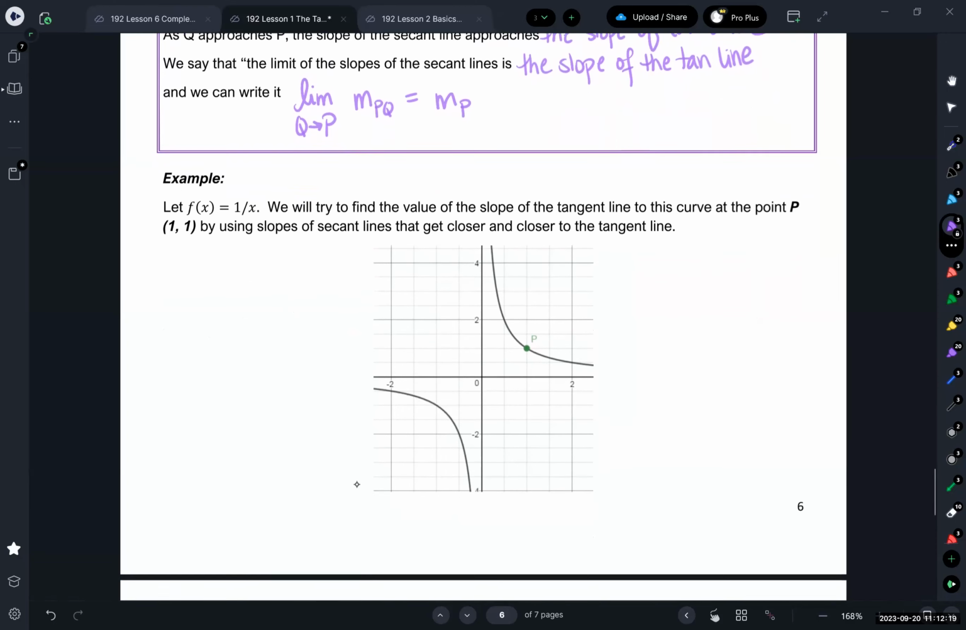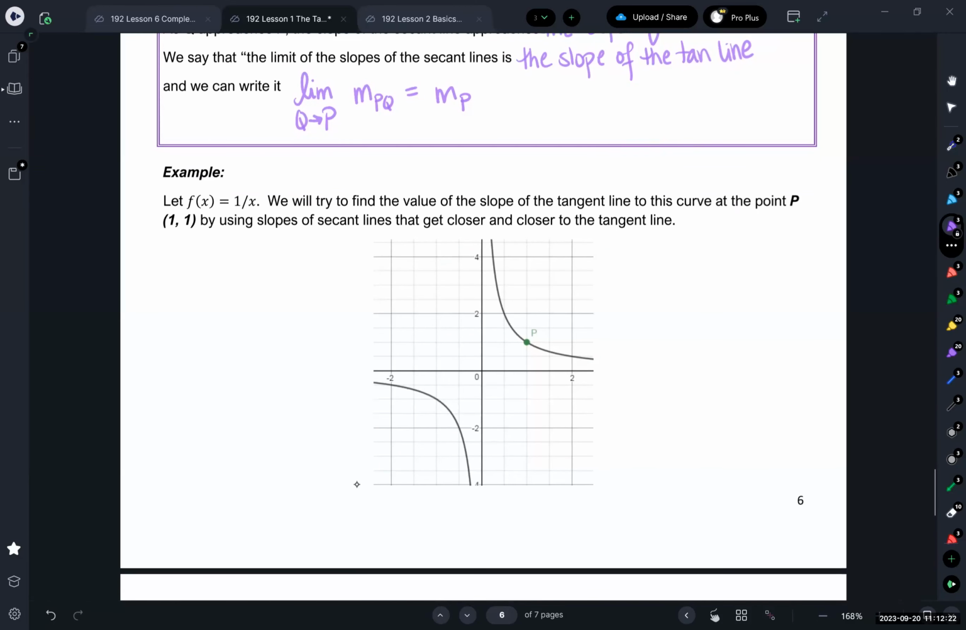So in the meantime, we'll do one quick example. We're going to start with this function f of x equals 1 over x here. It's graphed here in the first and third quadrants. And we're going to work on trying to find the slope of the tangent line to this point P. And the coordinates of P are 1, 1. So this point has these coordinates, which is in fact on that line. If you plug in x equals 1, 1 over 1 is still 1. So there's our point on the curve.